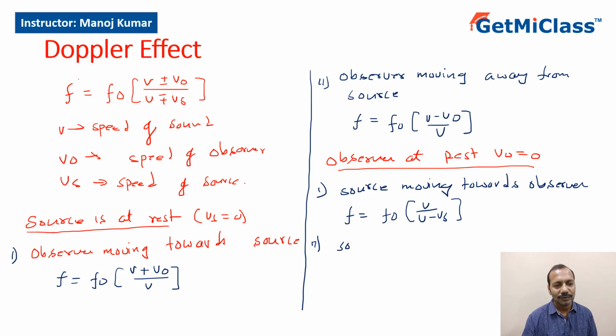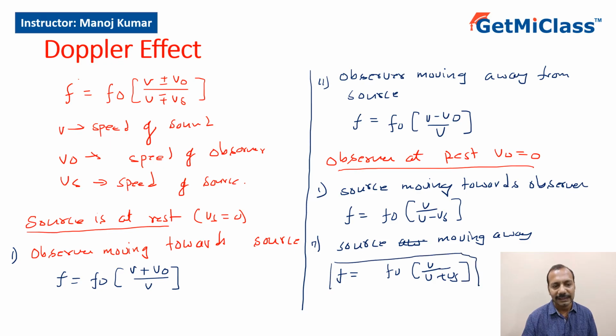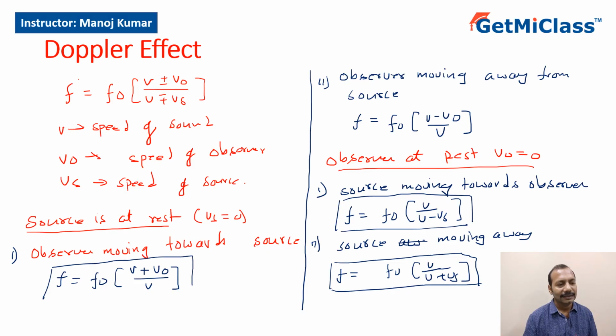Similarly, the source moving away. If the source is moving away, the frequency has to decrease. So f equals f naught by v plus vs, because if the net value has to decrease, the denominator has to increase. So these are the cases where either the source is at rest or the observer is at rest. These are the four cases. After that, let's look at the other situations where both source and observer are moving.